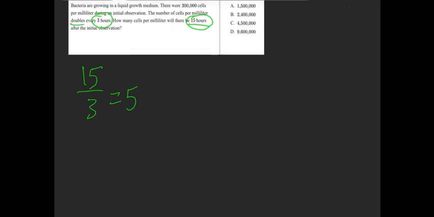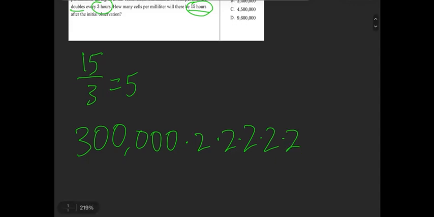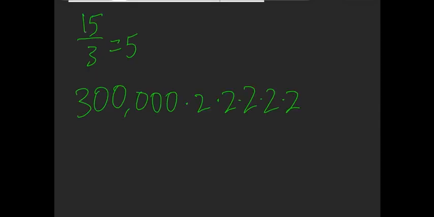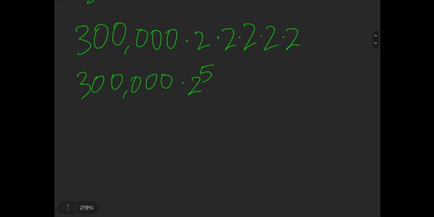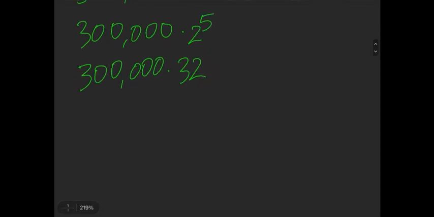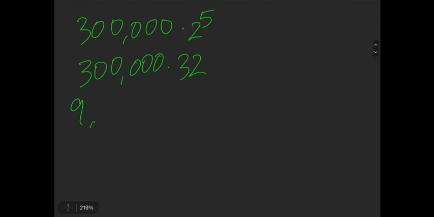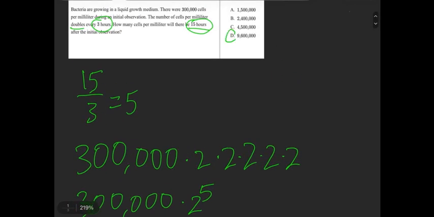Writing this in an expression would be 300,000 times 2 times 2 times 2 times 2 times 2. This can be rewritten as 300,000 times 2 to the 5th power. And what's 2 to the 5th power? That's 32. Doing the algebra, we can see that it's going to be 9.6 million, which is D.